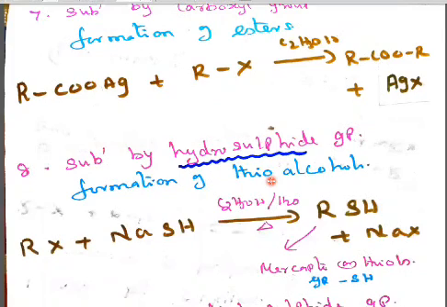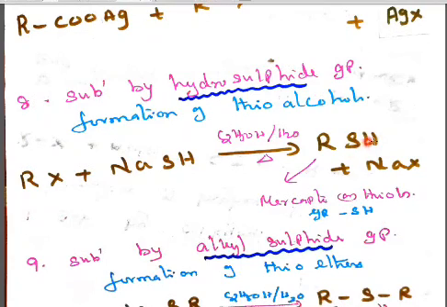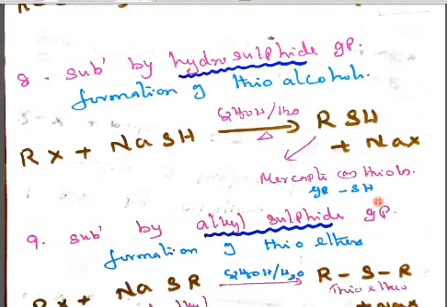Next is the hydrosulfide group. Alcoholic or water medium is used with any alkyl halide and sodium hydrosulfide, NaSH. So NaX will go off, and we will get RSH. ROH is called alcohol, while RSH means thioalcohol. The alcohol with OH is called an ordinary alcohol; with sulfur, SH, it is called a thioalcohol.